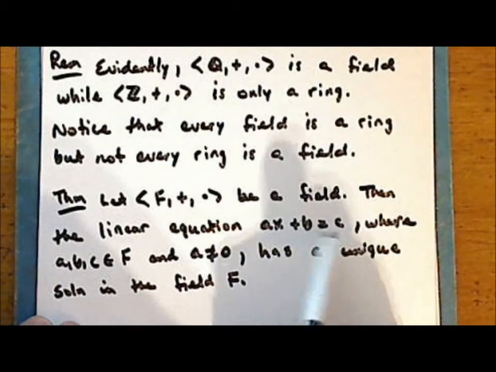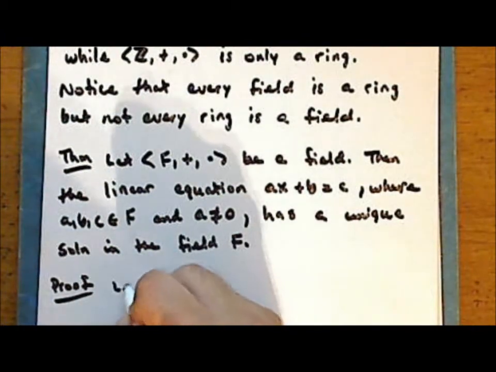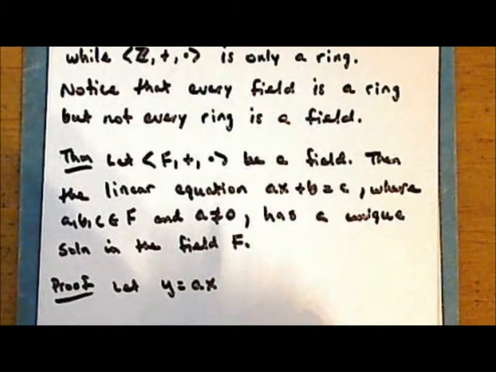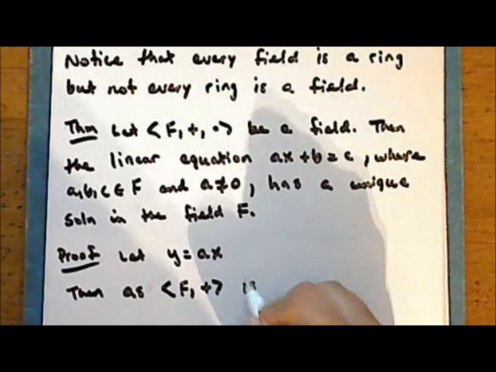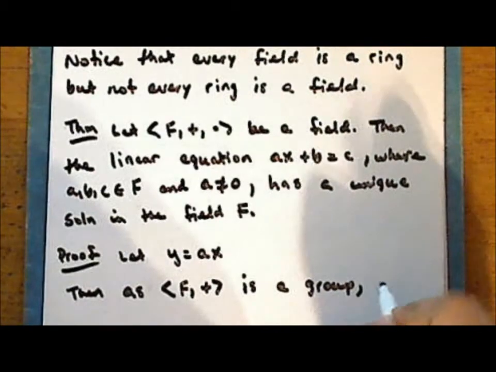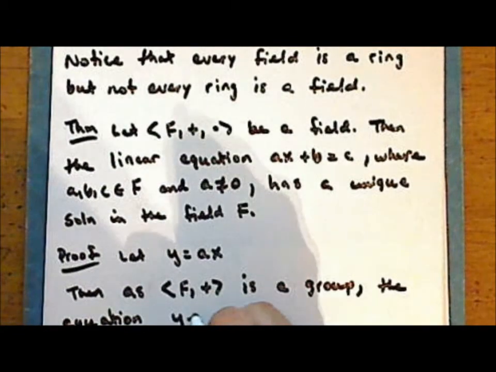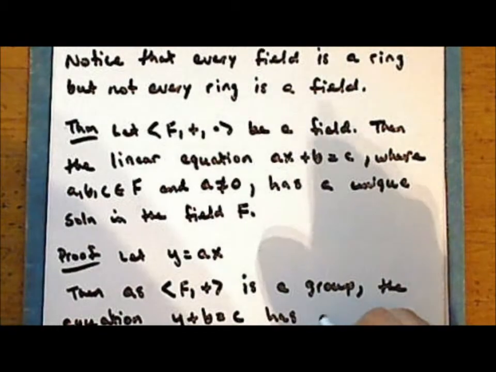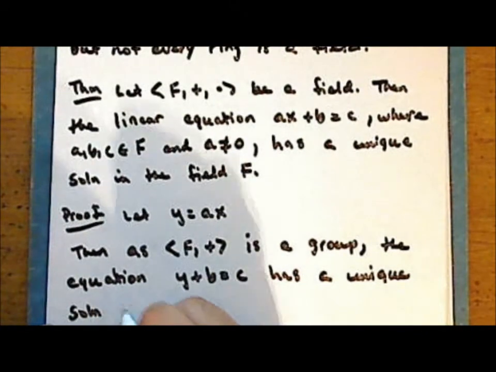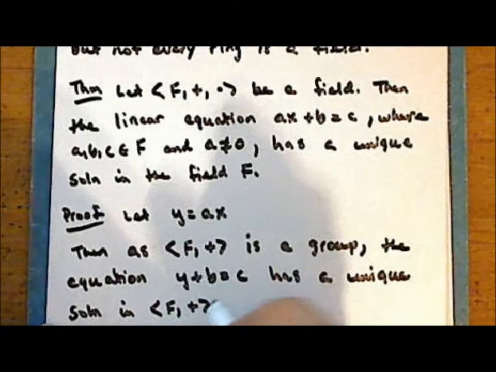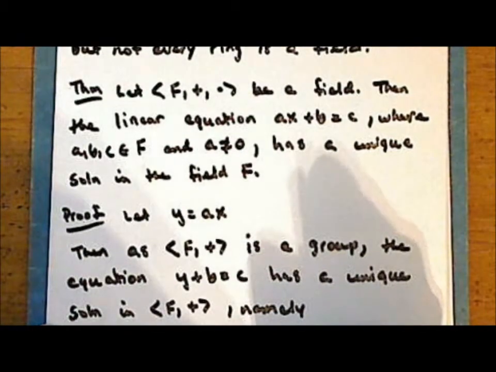Now notice the restriction on the element a, it is non-zero, otherwise the variable x vanishes and we have an equation only in the case that b and c are the same element. So proof, let y equal a times x, then as the set F under addition is a group, the equation y plus b equals c has a unique solution in the group, namely y equals c plus the additive inverse of b.